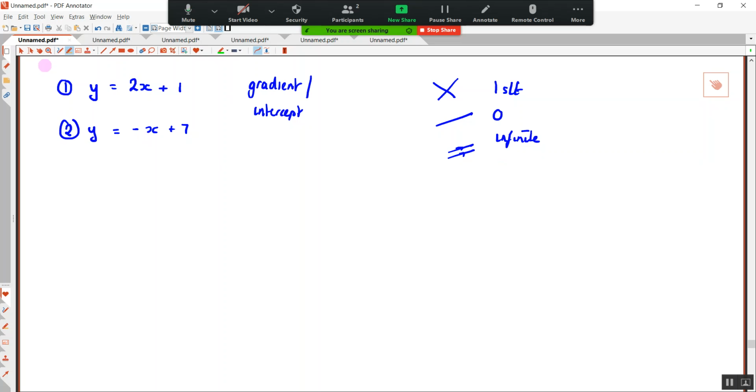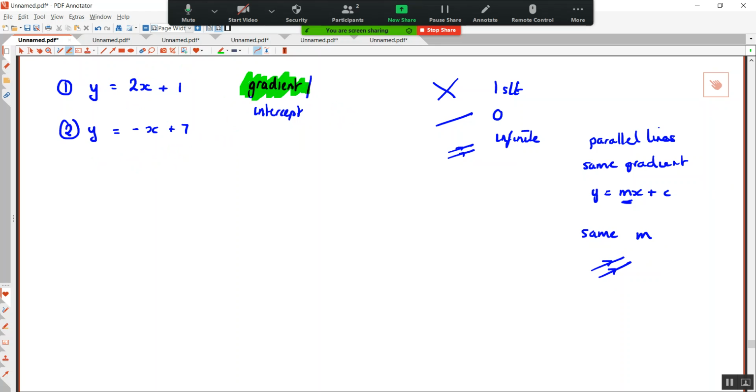So parallel lines, we've said before, parallel lines have the same gradient. Which means in y equals mx plus c, the m is the gradient. So if they've got the same m, we know they're parallel. Does that make sense? So if the m is the same, we know we have parallel lines. So actually all we need to do is look at this. Because they're in gradient intercept form, we just look for the gradient. And what's the gradient of this one?